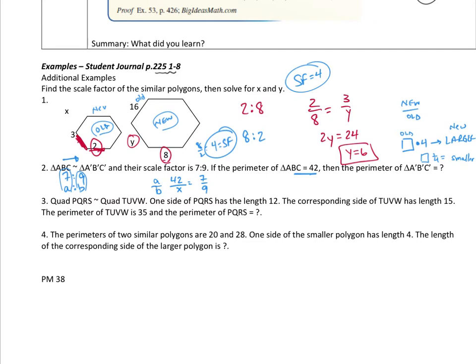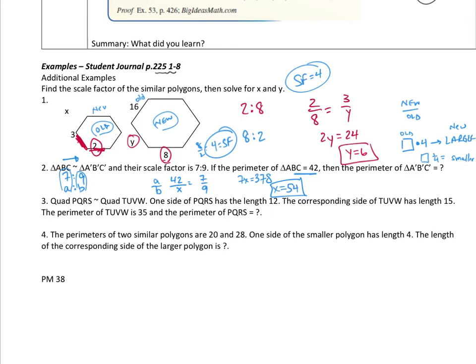And now we can go ahead and cross multiply, and I get 7x equals 42 times 9, which would be 378. So x would be 54. Okay, so typically we read it A to B. That's how I read this particular problem.